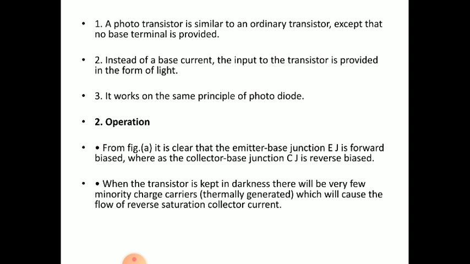It works on the same principle as the photodiode. If you remember, if you remove one terminal from the transistor, it will work similar to a diode. From the figure, it is clear that the emitter base junction JE is forward biased, whereas the collector base junction is reverse biased.